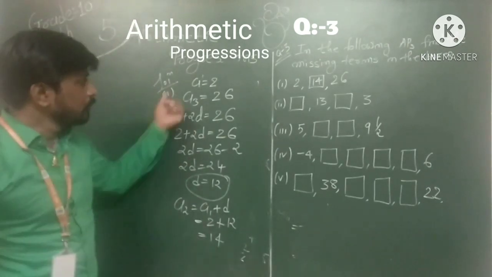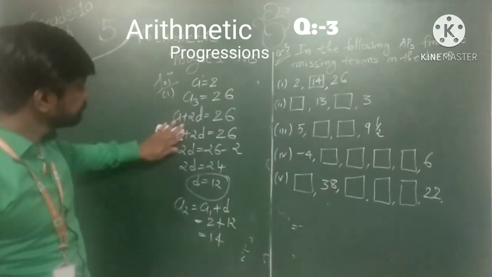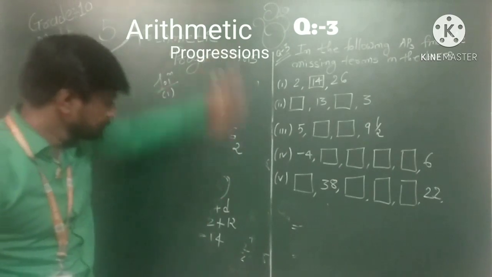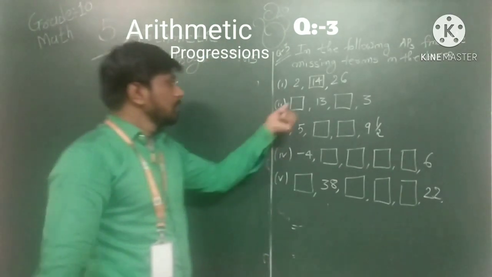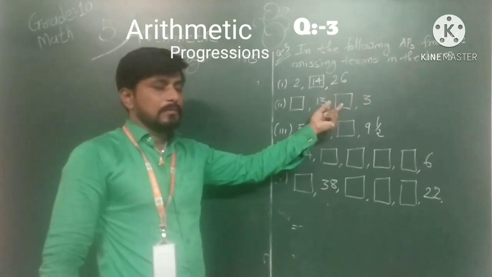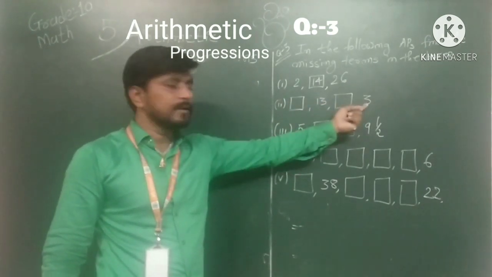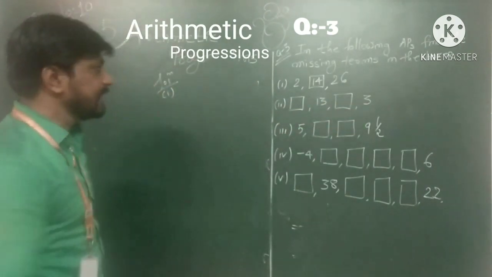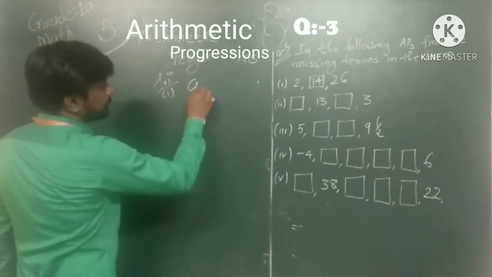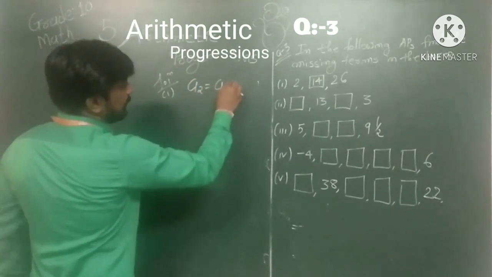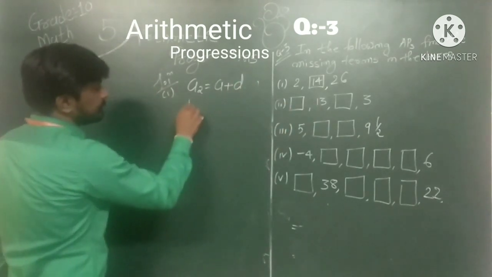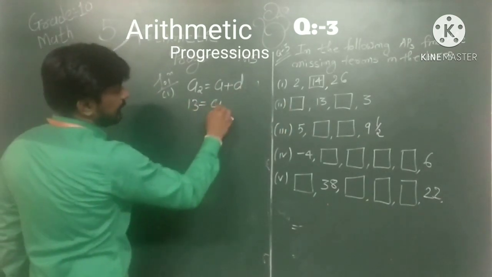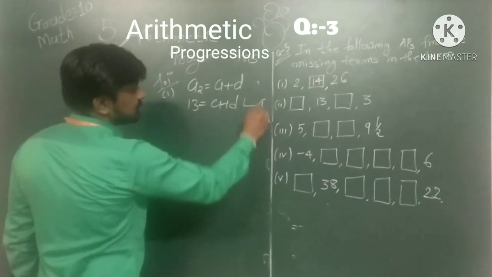Okay. Now look, second one. Here we want to find the first term and third term. What is given? Second term and fourth term are given. So I write second term A2 is equal to A plus D. Now put A2: 13 is equal to A plus D. This is our first equation.